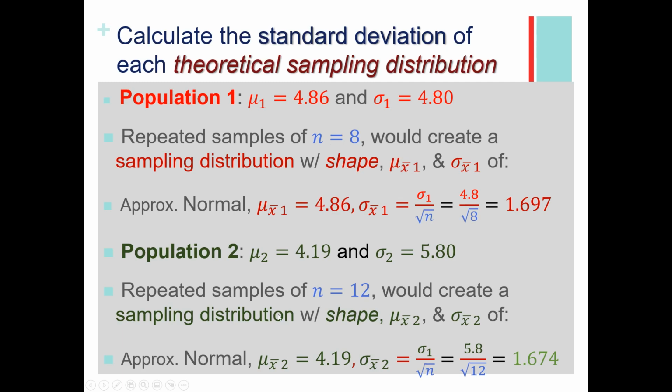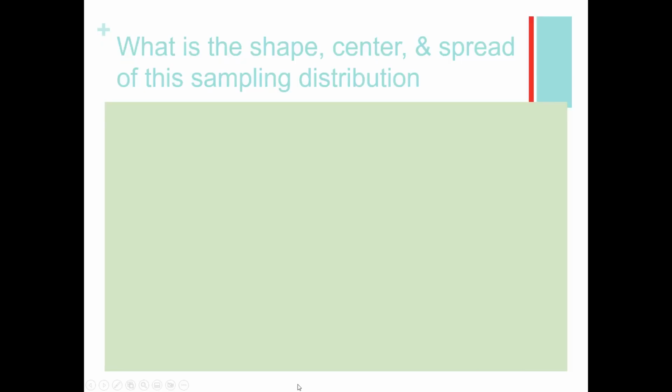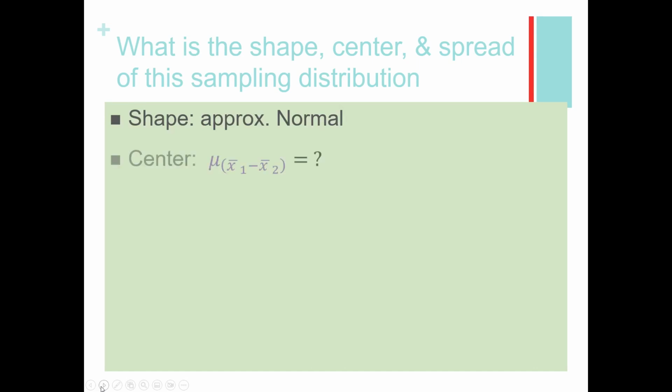So the real question is, how do we determine our shape, center, and spread of the theoretical sampling distribution where we're looking at the difference of these two? So when we consider what the shape, center, and spread of the sampling distribution for the difference of sample means is going to look like, well, since both of the repeated samples were drawn from populations that were approximately normal, even though their sample sizes were small, this sample distribution will be approximately normal.